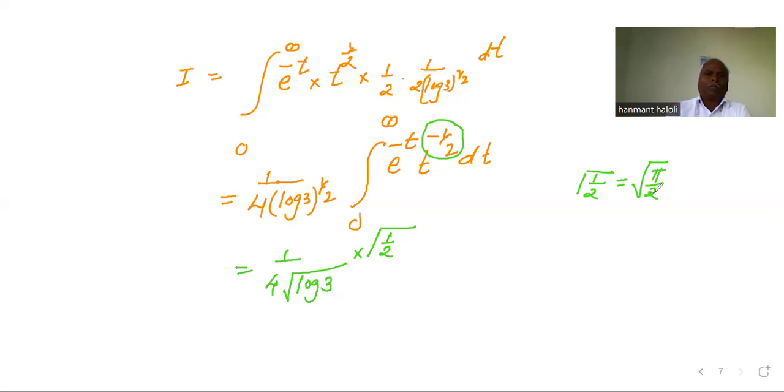Sorry, it's root 5. Therefore, integral I equals root pi upon 4 into root of log, like this. So any complicated integral, if you solve it by using that standard substitution, you get exactly the value you required for the integral.